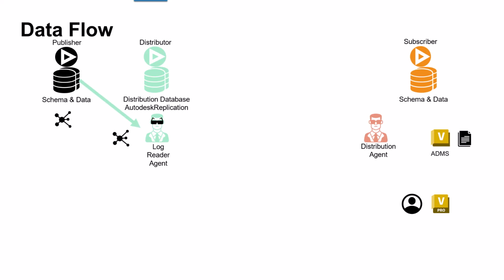The log reader agent is watching the transaction log on the publisher for any changes. It detects those changes and writes them to the distribution database. The distribution agent should be continuously looking at the Autodesk replication database. Once the changes are detected, it will copy those changes and apply them to the subscriber. Once the changes are applied to the subscriber, the user will see them.